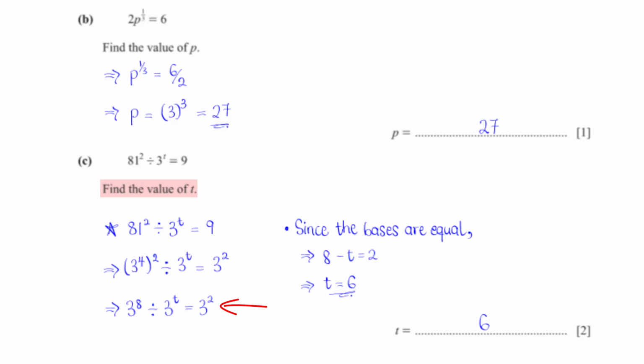And so since the bases are now equal, we can apply one of the rules of indices, and we get 8 minus t equals 2. When we make t the subject, we get t equals 6.